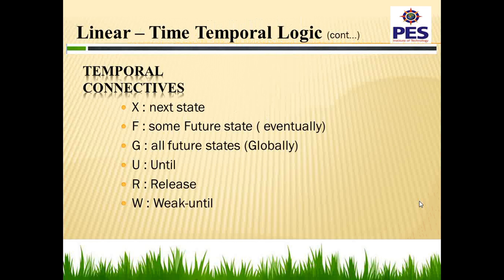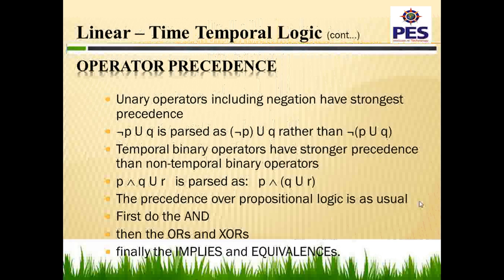As I said earlier, linear time defines some temporal operators. X is meant for next state, F for some future state, eventually. G is for all future states. U is meant for until, and weak until is defined with W. So we have seen many connectives. Let us see the precedence of those operators.